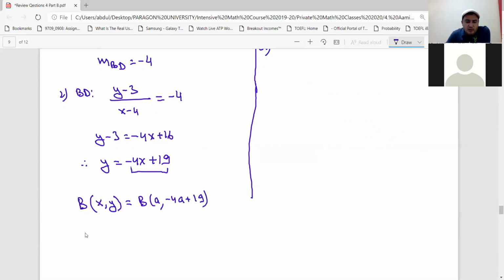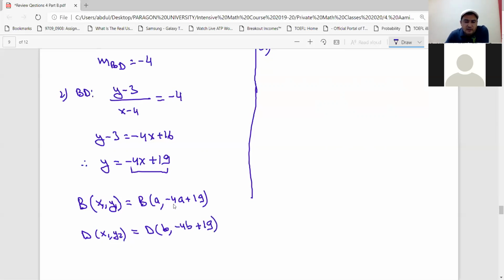In a similar way, how about D? Also its coordinates, I don't know. I can just write actually, not to get confused, okay? So here we have D. If its x coordinate is, it's not the same, so let's say it is B. Then its y coordinate must be minus 4b plus 19.